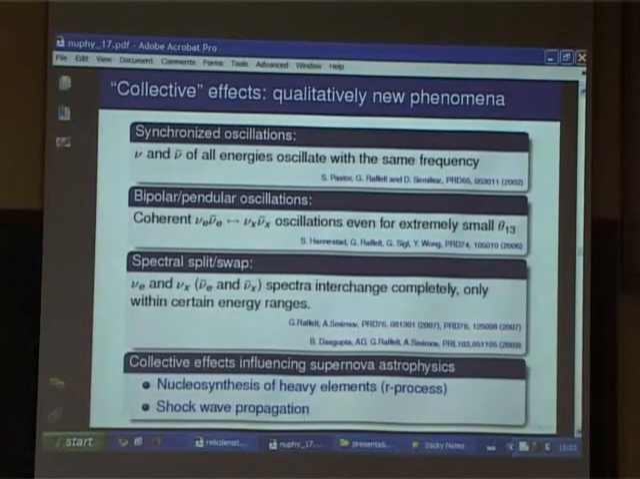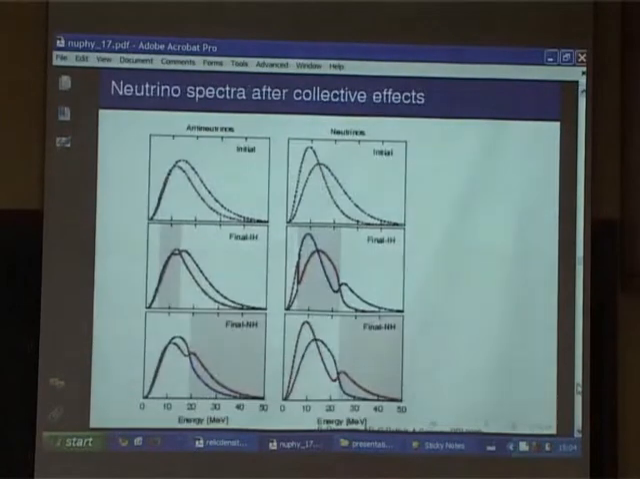And it can affect shock wave propagation. We want neutrinos to push the shock wave. Now, nu_e have a higher cross section, so they can push the shock wave more efficiently. If all of them convert to nu_x, then they cannot push the shock wave efficiently. So things get affected by these effects, and therefore it's important to understand what this conversion is. Anyway, this is what happens.